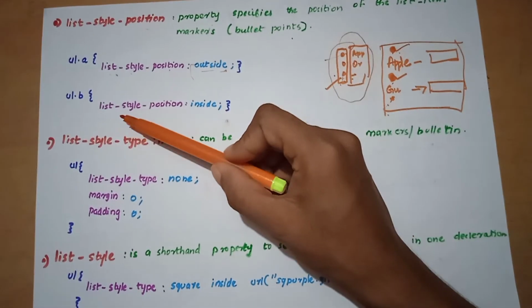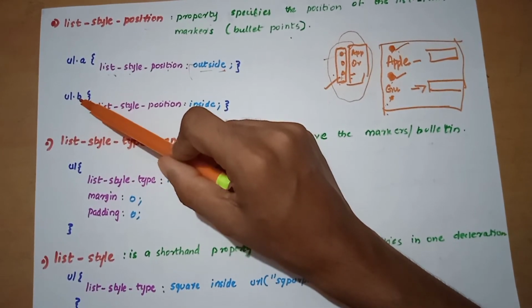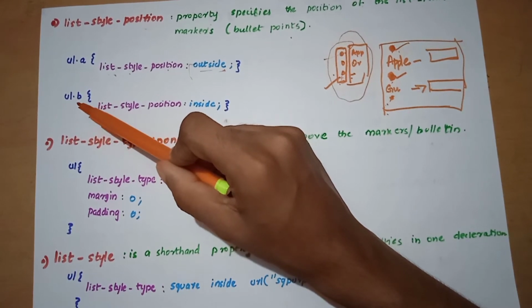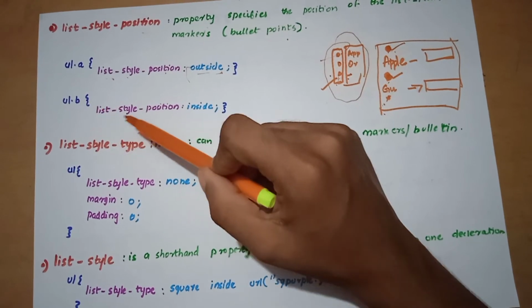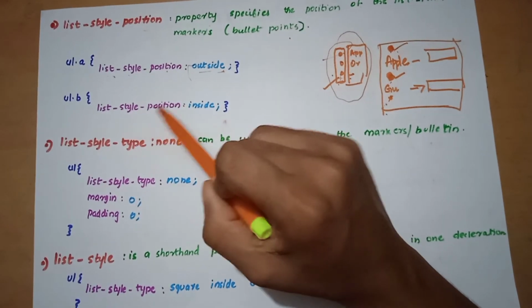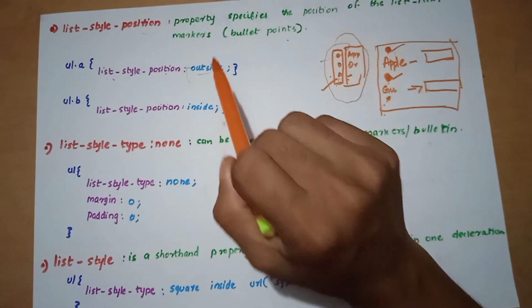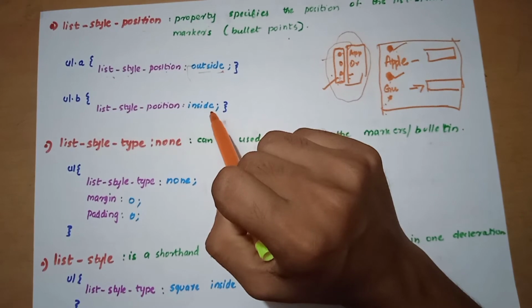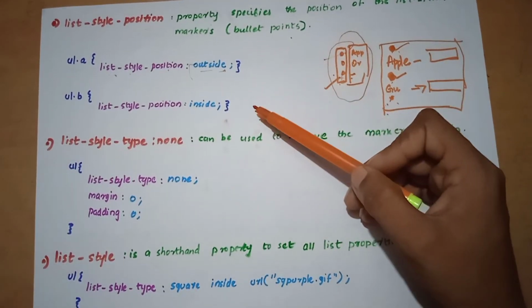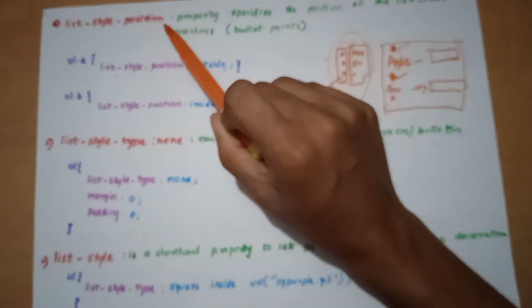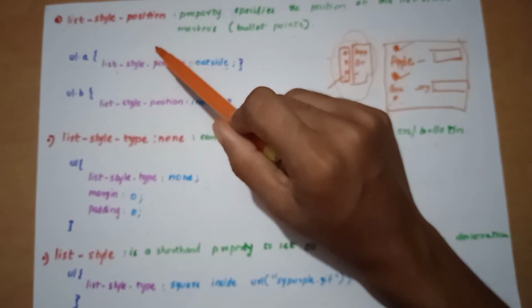Okay, for this case also, if you are using ul.b, this is an example of an unordered list with the class name B. Whatever list items you write inside that class B, the list markers will be positioned inside the list item itself, like this. This is the normal way to give different positions to our list style.